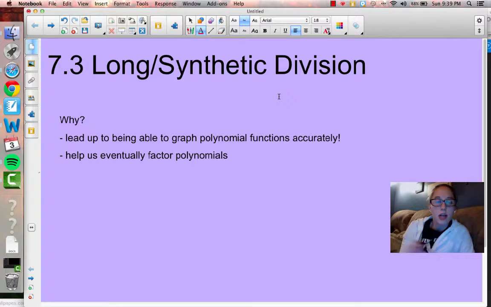Alright everybody, we're going to talk about section 7.3 today. It's going to be about long division and synthetic division. Mainly the reasons why we need to go through this are because we're going to use this in order to graph polynomials at the end of the chapter, and also this is going to help us factor polynomials, which will also help us graph. So this is going to be kind of the basis for what you're going to see in the next couple of sections.